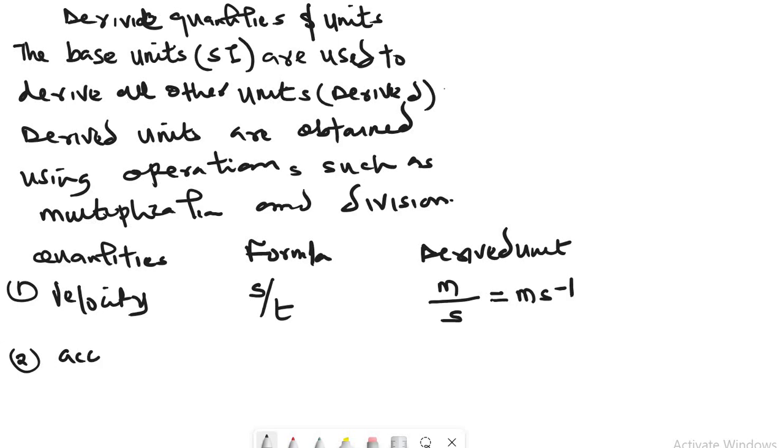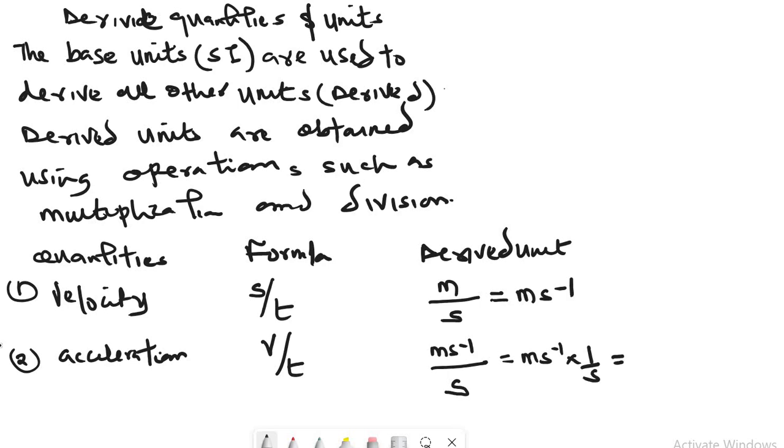Now another one is number two. Let's see acceleration. What is the formula for acceleration? Velocity over time. Now what is the unit of velocity, the one on top? Meter per second. The one down is time. Time is measured in second. This can be written as meter per second times 1 over second. Remember your law of indices? 1 over s is the same thing as s minus 1. Law of indices, remember 1 over a is a raised to the power minus 1. So therefore at the end of the day, acceleration is meter s minus 2.